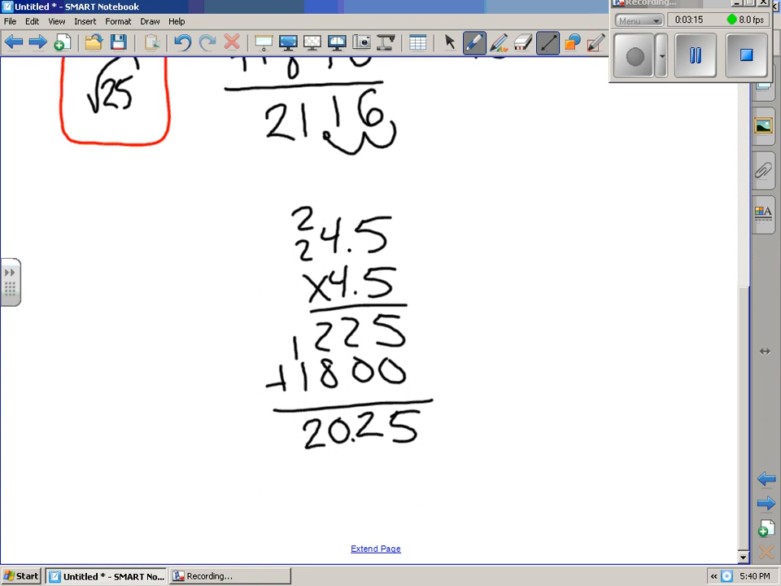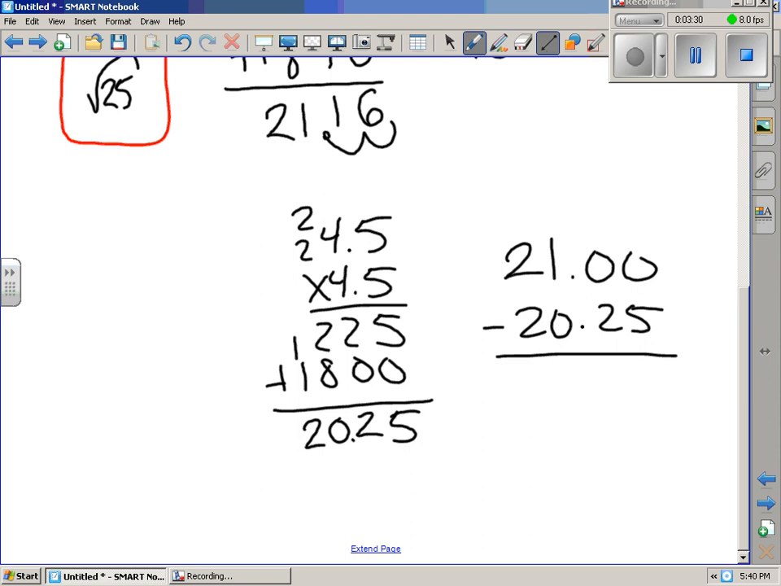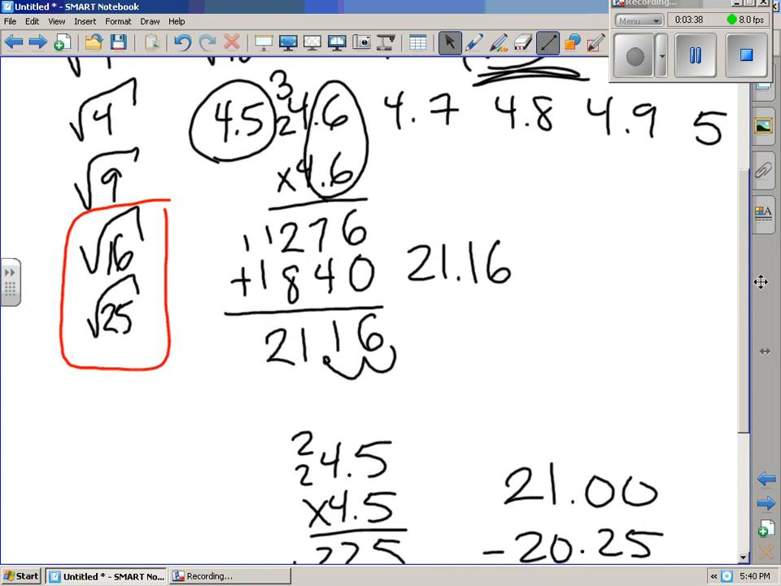And that's even closer to, oh, I was going to say closer to 21. It's close to 20, not 21. So let's see the difference between 21 and 20.25. 75 cents away. And 21.16 is 16 cents away from 21. So the better estimate is going to be 4.6.